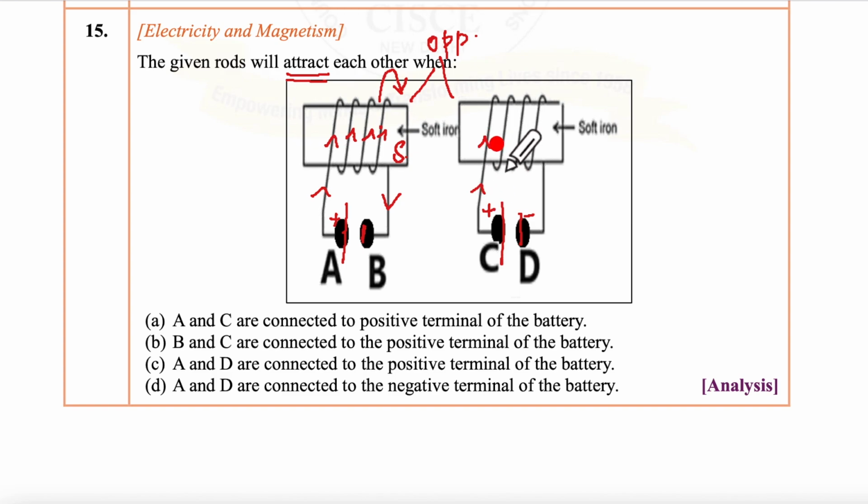So now if we have the current going this way, the current at this end is going to be like this. If you look at it from this side, it is going to go over and under. Over and under means it is going to be anti-clockwise. So this is north. So your A and C should be connected to positive and B and D should be connected to the negative terminal. The correct option is therefore A.